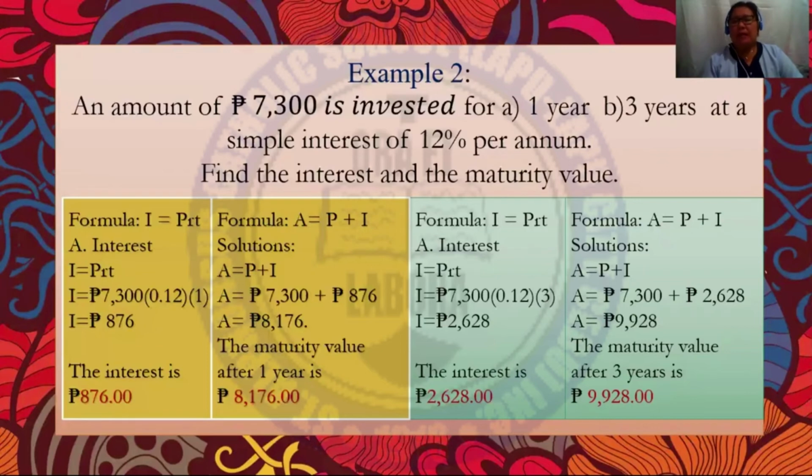And for the maturity value, we have A is equal to P plus I. So, 7,300 plus 2,628, the total is 9,928. So, the maturity value after 3 years is 9,928 pesos.